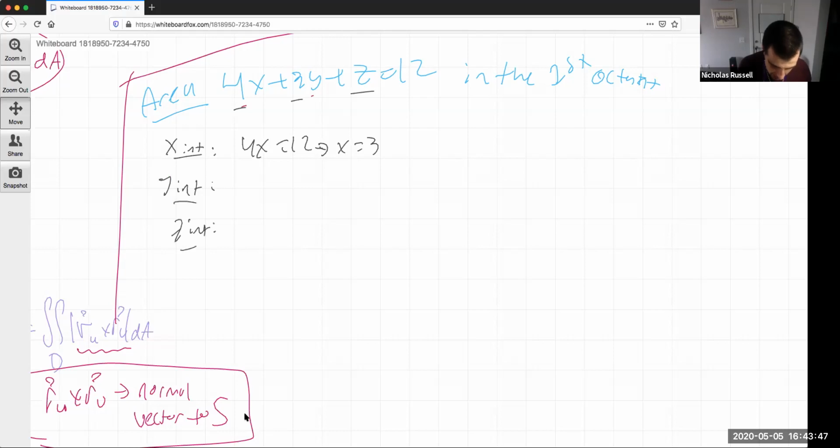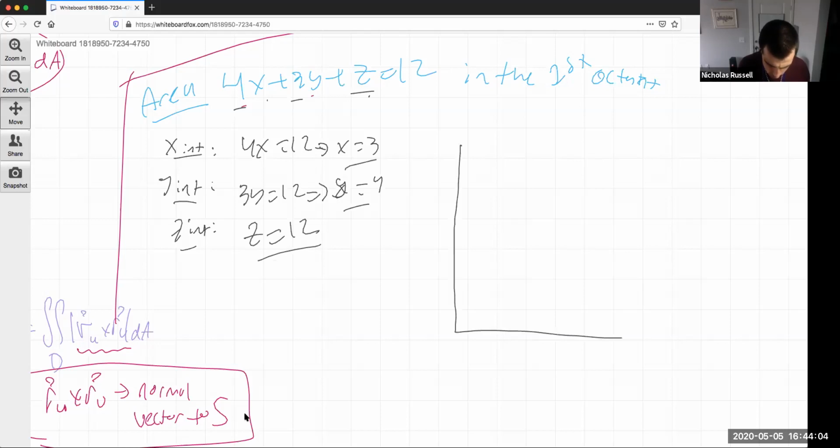We can do this again and again. For the y-intercept, I let x and z be constants, which makes 3y equal to 12, which makes y equal to 4, sorry. And lastly here, the z-intercept is just z equal to 12.